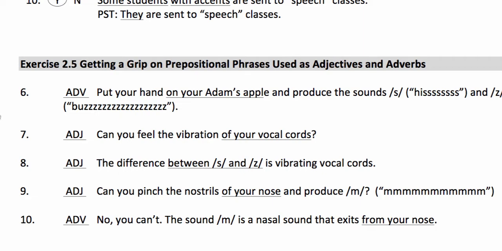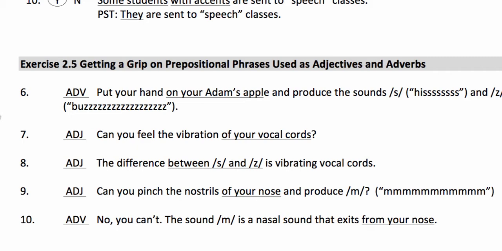Number 7 is adjective. "Can you feel this?" Can you feel that? Everything is removed with the pronoun substitution. If you could say "can you feel it of your vocal cords," that would make it adverbial, but you cannot say that. "The difference between S and Z." Well, which difference? Right? Which type of difference? The one between S and Z. So it answers an essential adjective question, but it also can be replaced by a pronoun. "It is vibrating." So because everything goes out, adjectival.